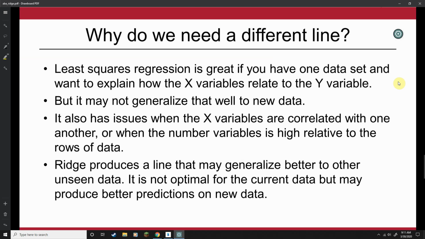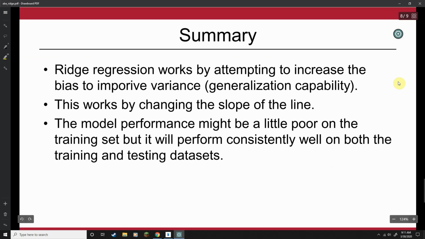So bottom line is Ridge produces a line that may generalize better to other unseen data. It's not optimal for the current data. If you just have one data set and you're trying to explain how the x's relate to the y, yeah, least squares is great. But Ridge may produce better predictions on new data, and that's why people like to use it. So summary, Ridge regression works by attempting to increase the bias to improve the variance.